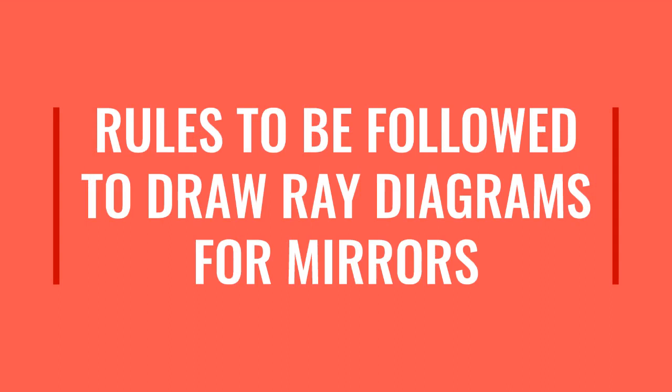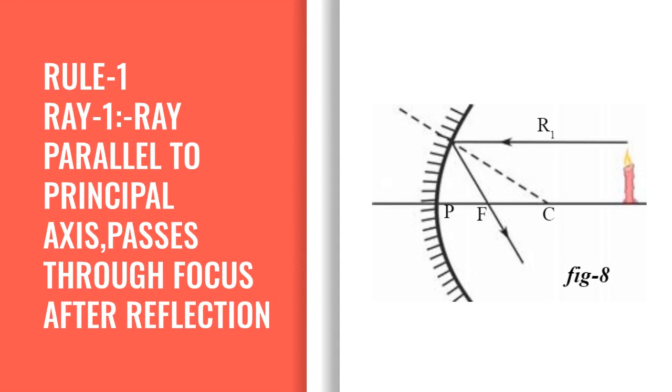In this session, we are going to discuss the rules to be followed to draw ray diagrams for mirrors, my dear children. There are three rules to discuss. Rule 1: a ray parallel to the principal axis passes through the focus after reflection, my dear students.